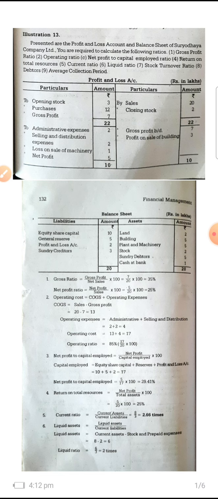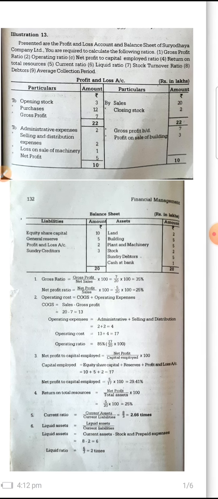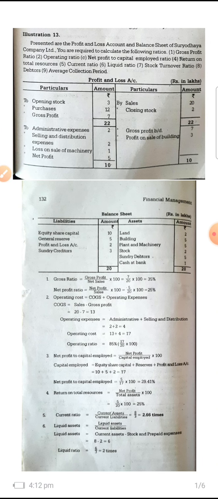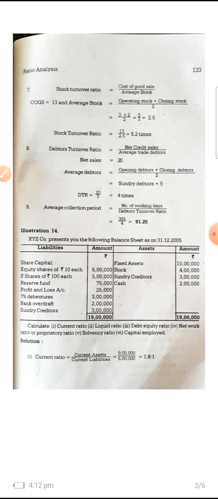Liquid ratio. Liquid ratio is equal to liquid assets divided by current liabilities. So liquid assets are current assets minus stock and prepaid expenses. So it is 8 minus 2, 6. So liquid ratio is 6 divided by 3. It is 2 times.